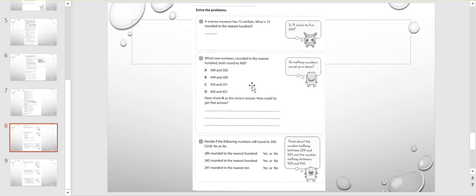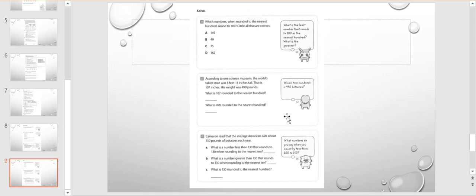Number 2. Which 2 numbers rounded to the nearest 100 both round to 400? So check each number rounded to the nearest 100 and see if they would both go to 400. When you find 2 numbers that both answer 400, then you found the right one. Hans chose A as the correct answer. How could he get that answer? What was he thinking maybe? What made him choose that one?